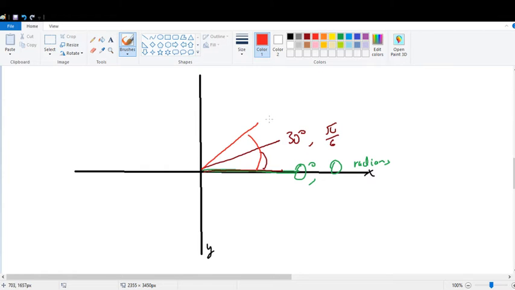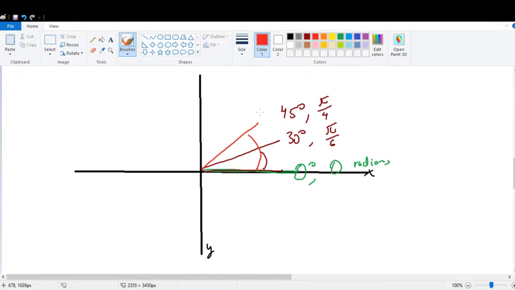Let's say that I have another angle. This is 45 degrees. So this angle here is 45. If I multiply times pi over 180, I end up with pi over 4 radians.